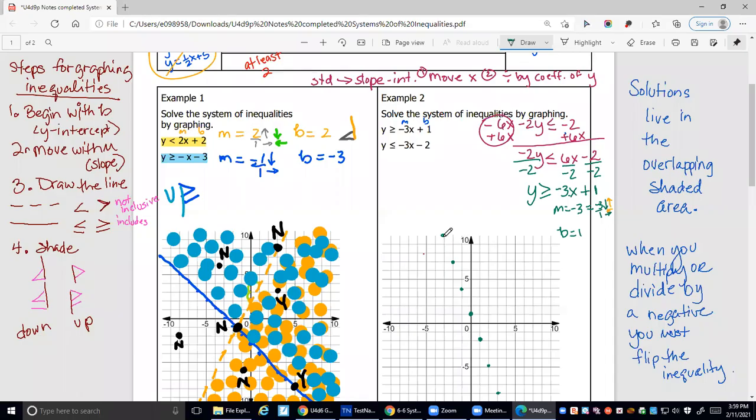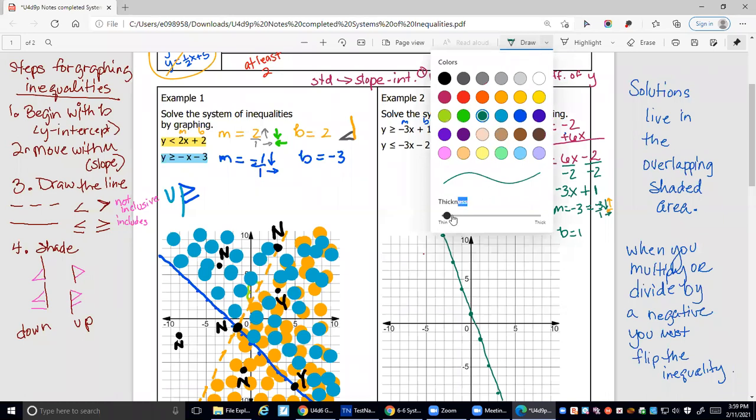All right, so those of you who said it's a solid line, absolutely, because it does have a line underneath the inequality. And those of you who said that we shade up are absolutely correct. Now, Samantha, you were talking about something, like you felt like it didn't matter.